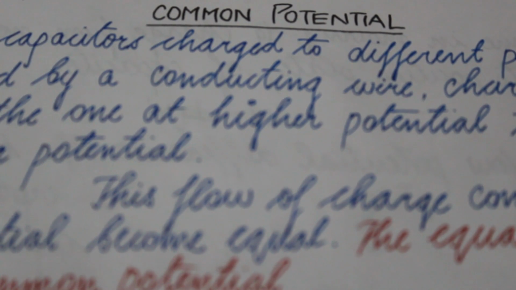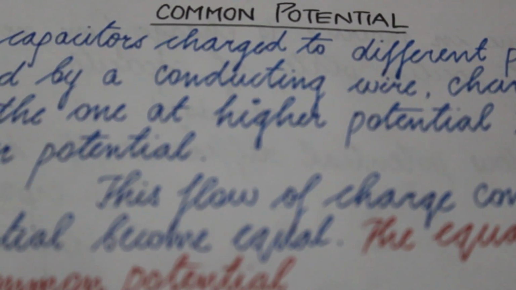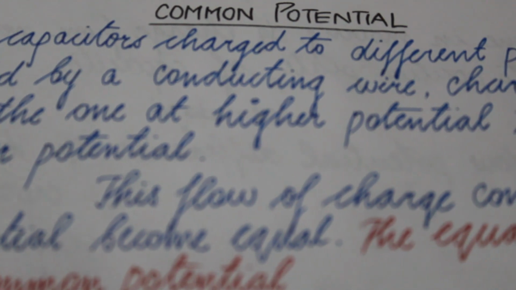We know that there is a charge transfer only when there is a potential difference. If two capacitors have different potential, there will be a charge transfer, and it will stop once both the capacitors attain the same potential, and that same potential is known as common potential.